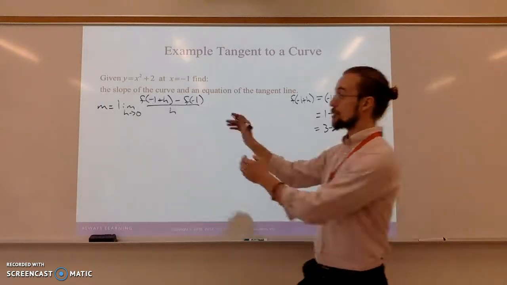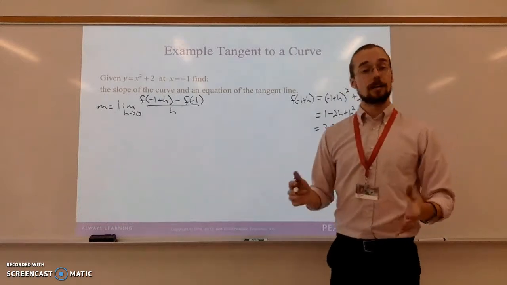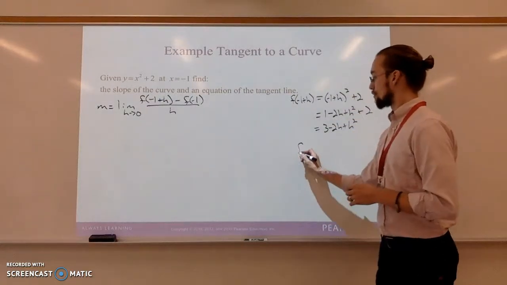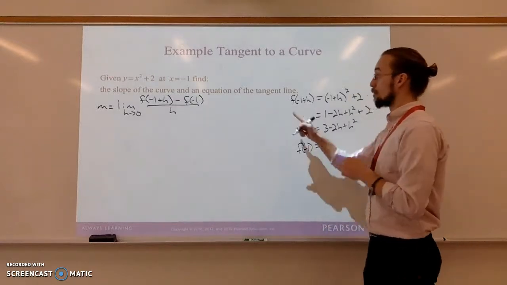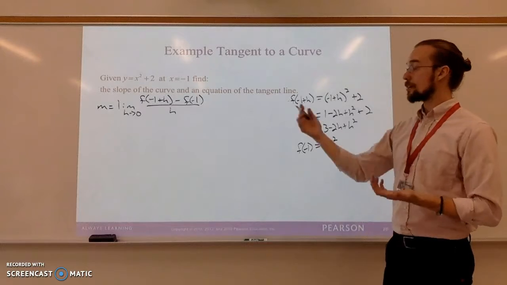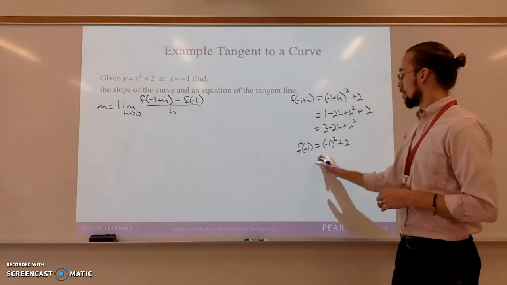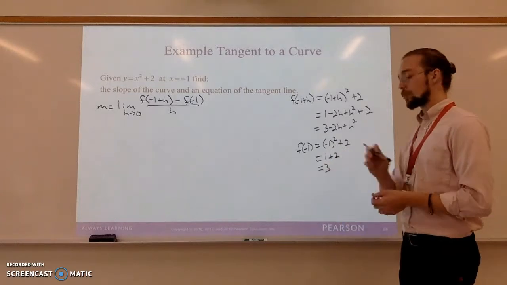Okay? So that was just this piece. That was the f of negative 1 plus h. So now, let's evaluate f of negative 1. F of negative 1, again, I'm just going to plug negative 1 in everywhere I see an x. So negative 1 squared plus 2. Negative 1 squared is 1, plus 2 gets me 3.